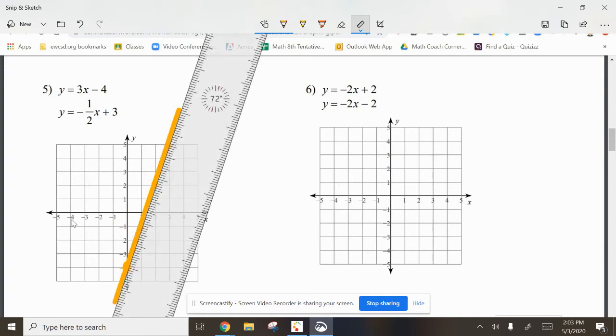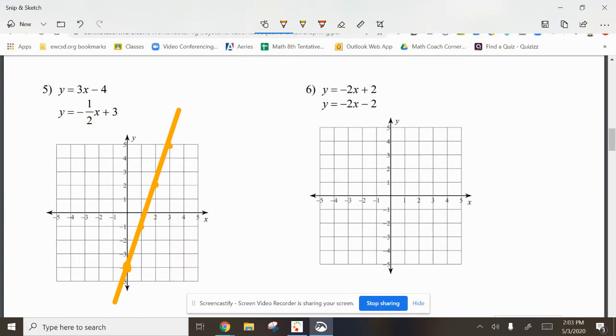Draw your line. All right, the next one, we start at +3. Down 1, the negative always applies to the numerator, over 2. Down 1 over 2. Now we're already done.